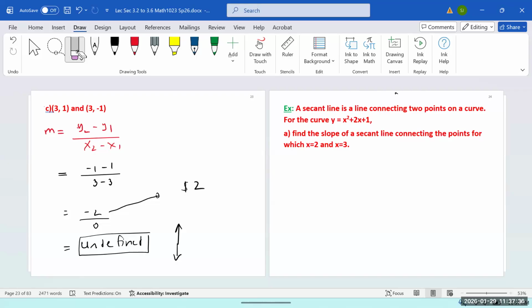Let me erase this. So a secant line is a line connecting 2 points on a curve, and for this curve, y equals x squared plus 2x plus 1, find the slope of the secant line connecting the 2 points that has the x values 2 and 3. So let me explain what it means. Let's say you have a curve. X squared plus 2x plus 1 is a parabola. They're saying, let's say our x equals 2 is here, and let's say our x equals 3 is here.